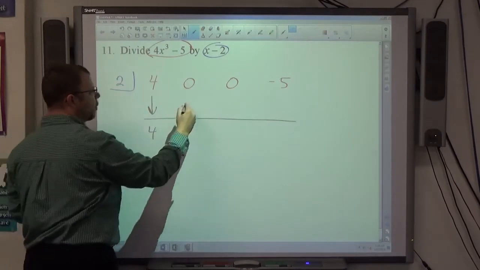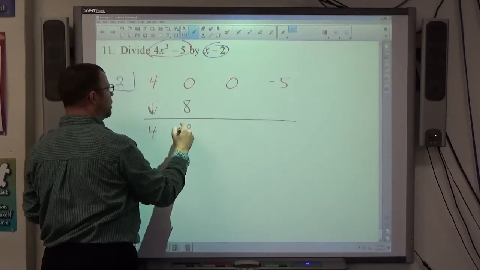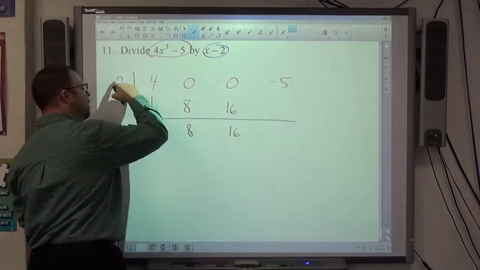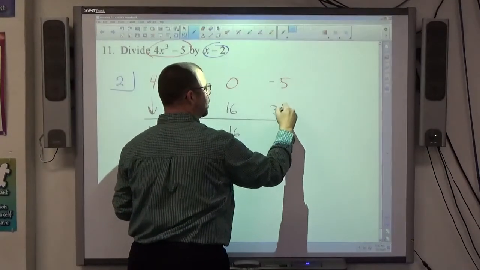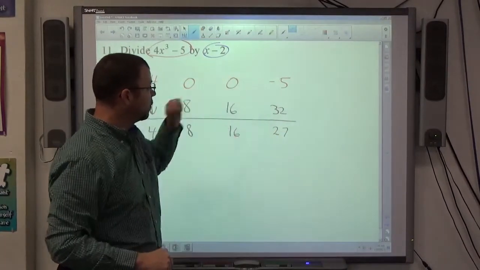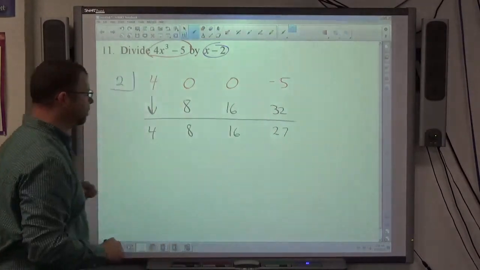So 2 times 4 is 8, 0 plus 8 is 8. 2 times 8 is 16, 0 plus 16 is 16. 2 times 16 is 32. -5 plus 32 makes positive 27. Subtraction there because the signs are different. Positive because 32 is bigger.